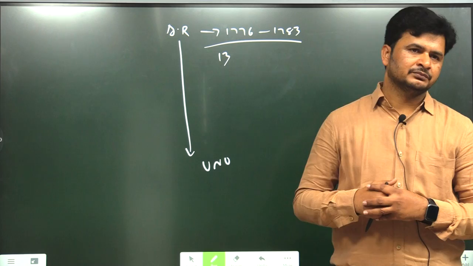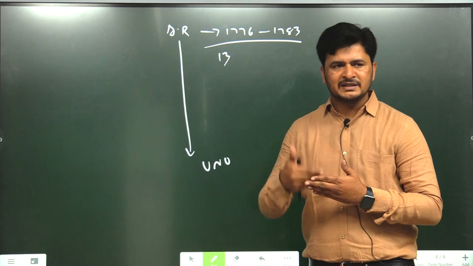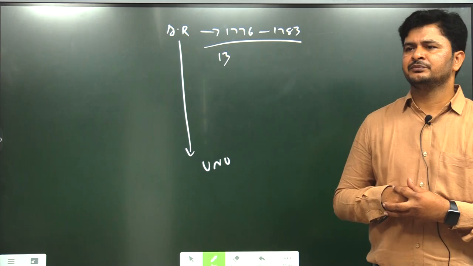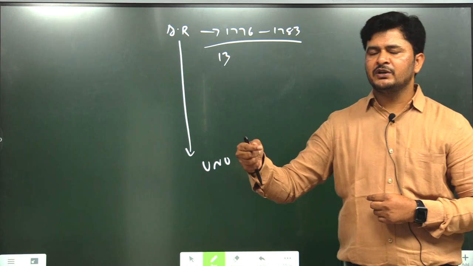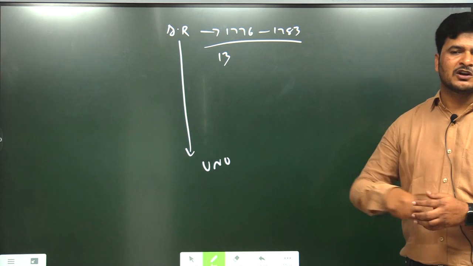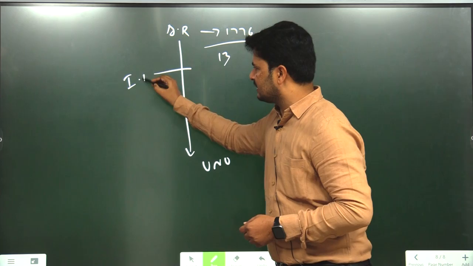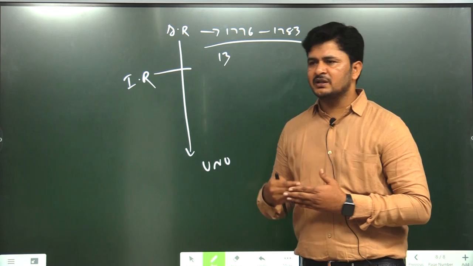Obviously, how the American Revolution, the concept, the event helps us in competitive exams, that is important. We are not here to study the American Revolution. How the American Revolution created an impact on Indian history, that is important for competitive exams. Once we are done with the American Revolution, we will discuss the Industrial Revolution. The American Revolution related to politics, the Industrial Revolution related to economy.